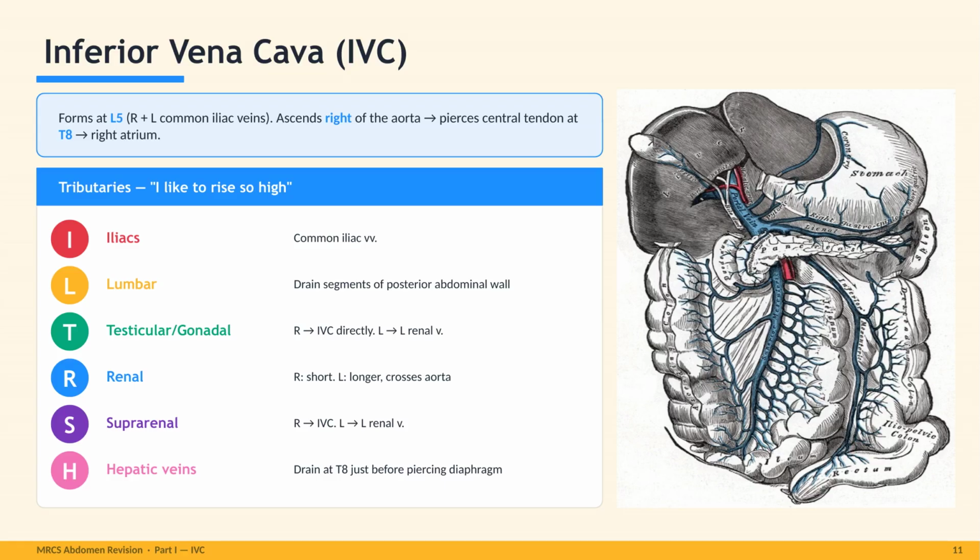S, suprarenal veins, again asymmetric, right into the IVC directly, left into the left renal vein. H, hepatic veins, draining at T8 just before piercing the diaphragm. 1 mnemonic, 6 tributaries, exam ready.